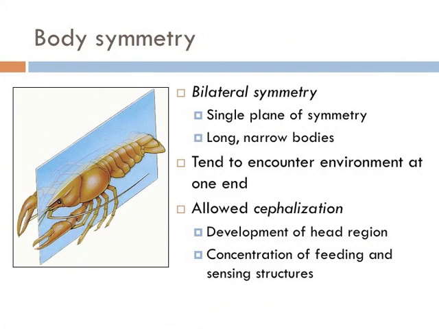And typically, bilateral animals tend to be long and slender. The biggest advantage of this is that bilateral organisms tend to interact with their environment at one end. This allowed a concentration of ganglia, which is known as cephalization. In this way, there is a concentration of sensing and feeding structures in what we know as the head.